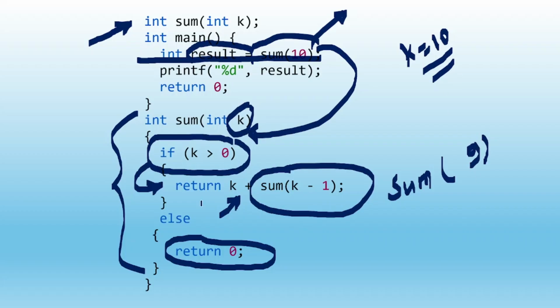So basically this statement is the value of k, which is 10, plus we are calling sum of 9. When we call sum of 9, again the value 9 will get copied in k. So k is 9. Is 9 greater than 0? Yes, so it will again come to this statement and replace sum(k) with k plus sum(k minus 1). What is the current value of k? 9. And then plus, it will call sum of 9 minus 1, that is 8.